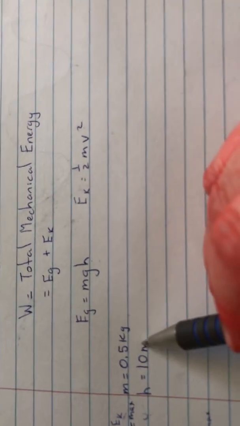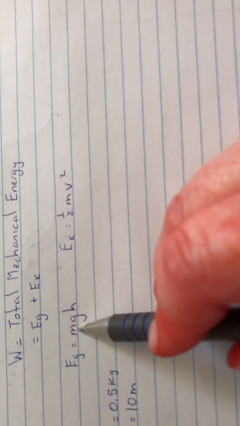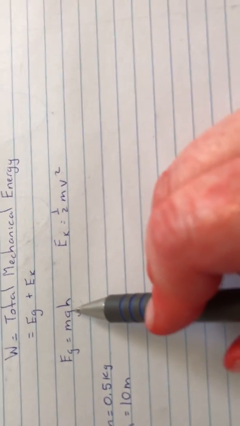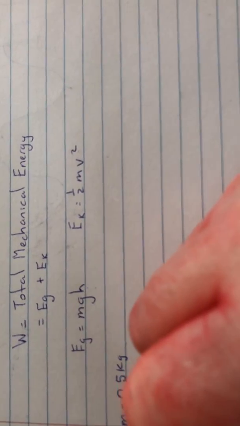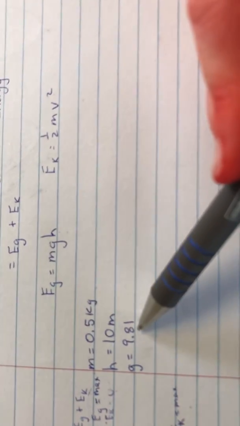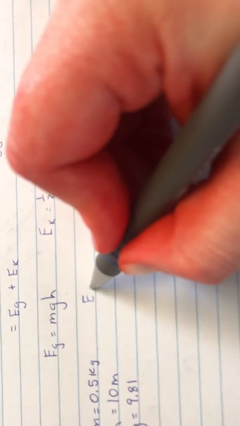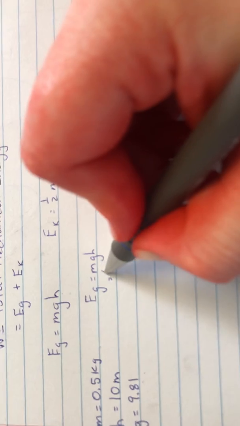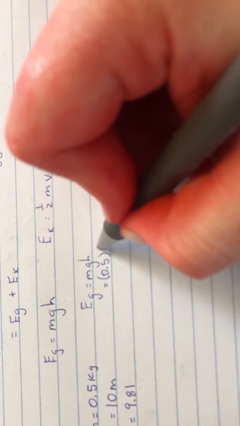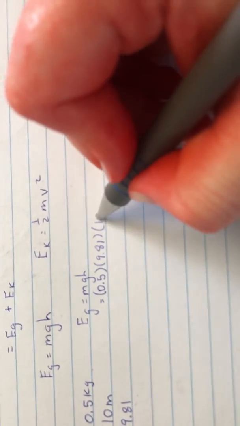I only know two numbers here, m and h. And if I look at my formula, I need to know m, g, and h. So even though it's not noted in the question, we always know that g is equal to 9.81. I'm not going to worry about the negative at this point in time. I'm just going to write 9.81. Okay, so then I have E is equal to mgh. I'm going to substitute in. I have 0.5 times 9.81.